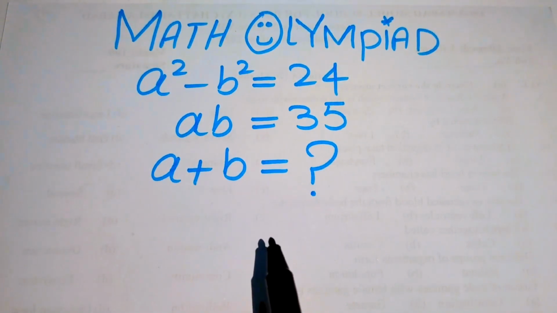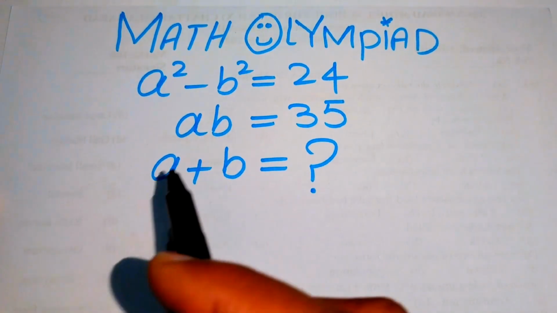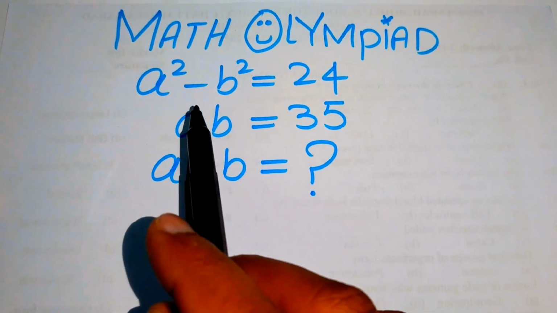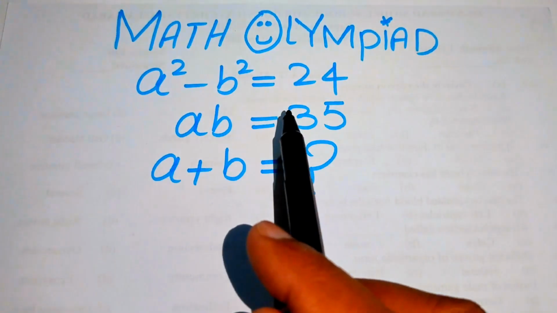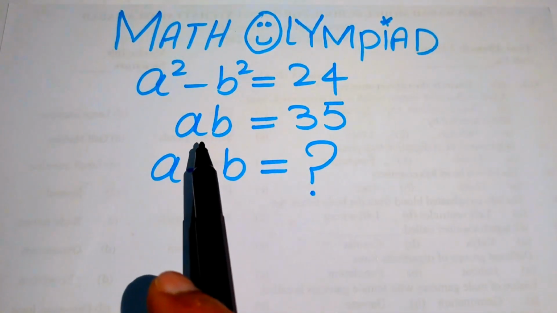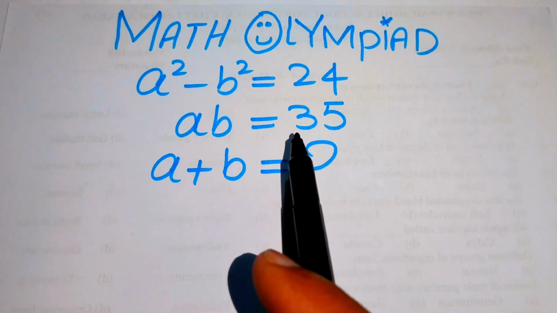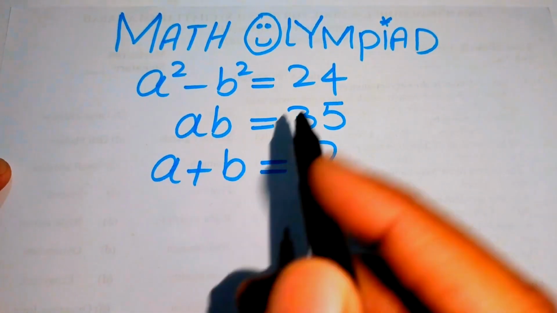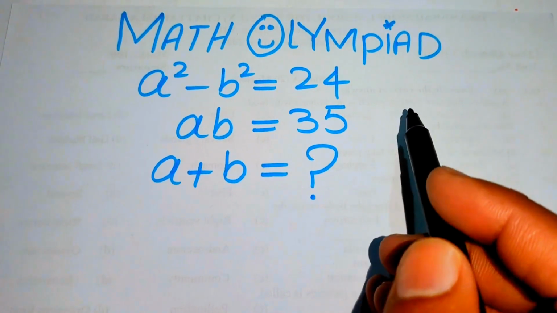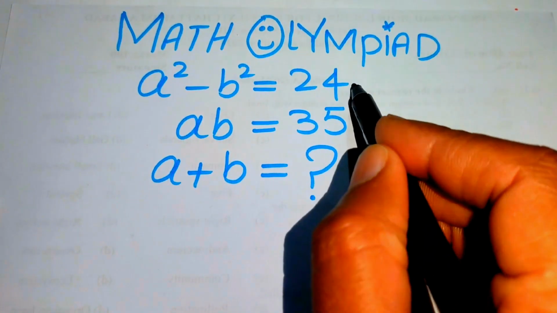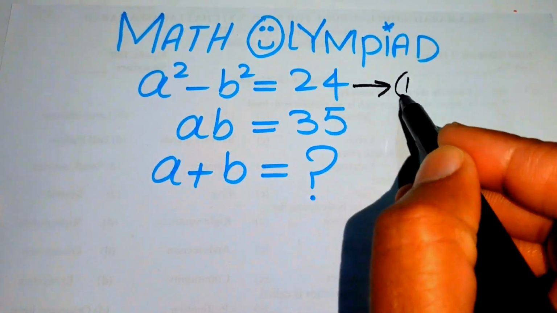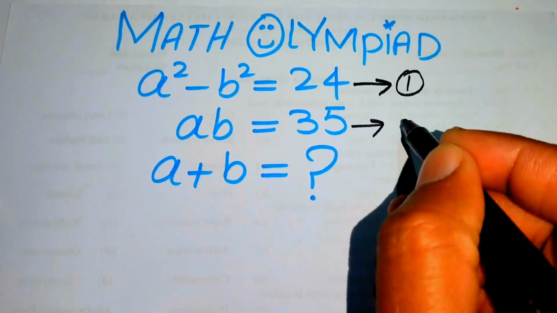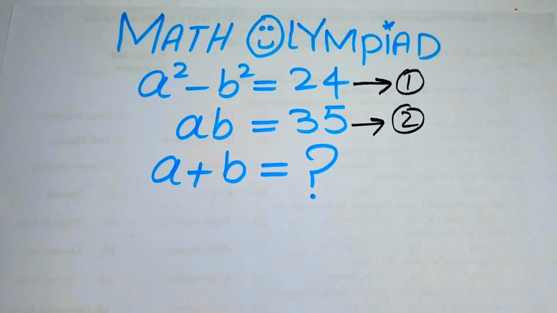In this video, we are going to solve this nice math Olympiad algebra problem. Here we have a² − b² = 24 and ab = 35. So we find the value of a + b. The very first step we are going to do is to call this equation number 1 and this equation number 2.